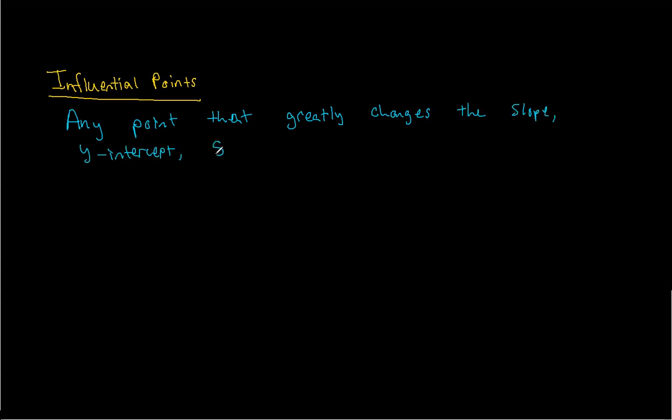I'm just going to write it out as S. That's the standard deviation of the residuals. So again, any point that greatly changes the slope, y-intercept, standard deviation of the residuals, the correlation coefficient, and the coefficient of determination. Now, these influential points kind of fall into two different categories.